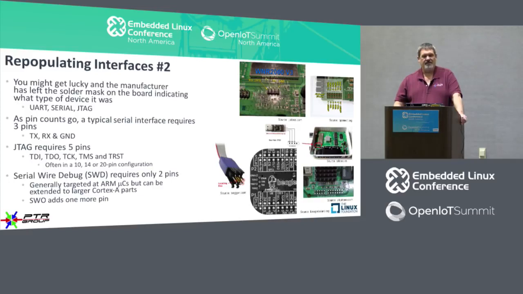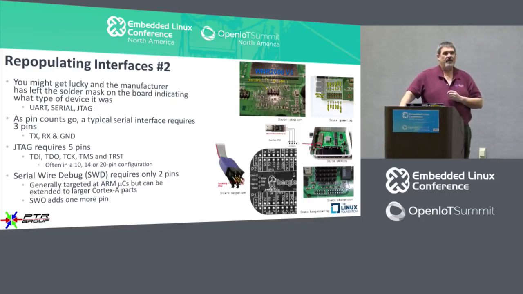Now, in other cases, we'll actually see a lot of examples. Here are some examples of devices that have had to be repopulated. That's a router up there, and it turns out that they had 4 pins. Normally, for a serial port, you'll have transmit, receive, and ground. So that's 3 pins. Occasionally, you will find a power pin sitting next to it. So again, make sure you test the pins before you start plugging anything in to know which one is the power and which one is the ground.